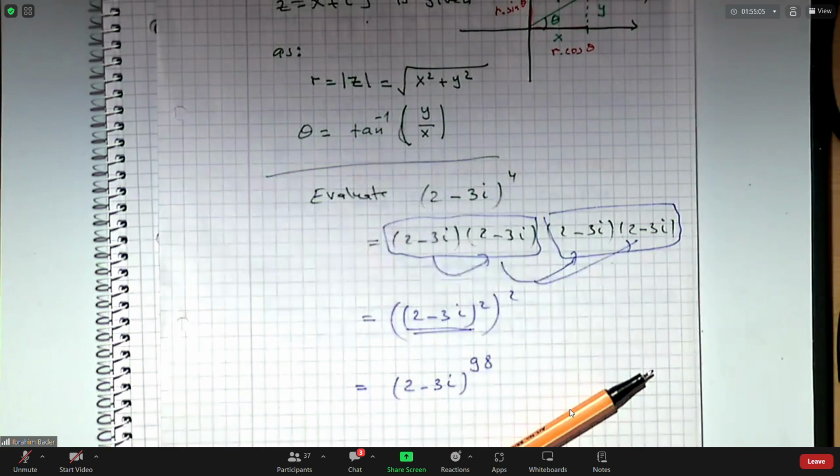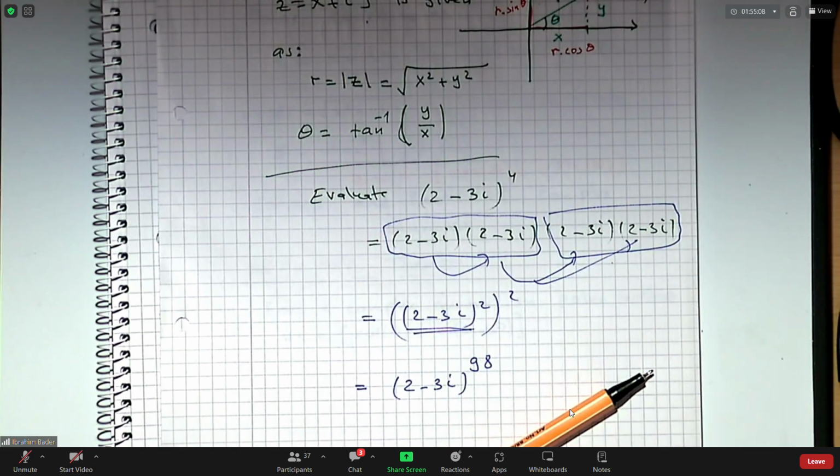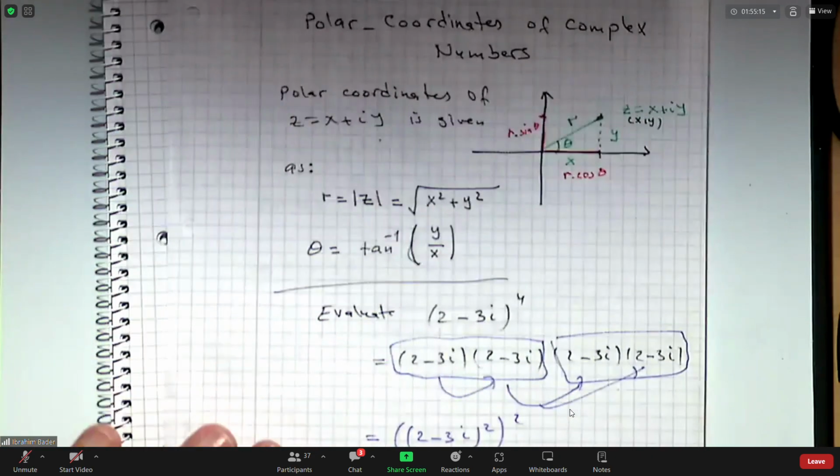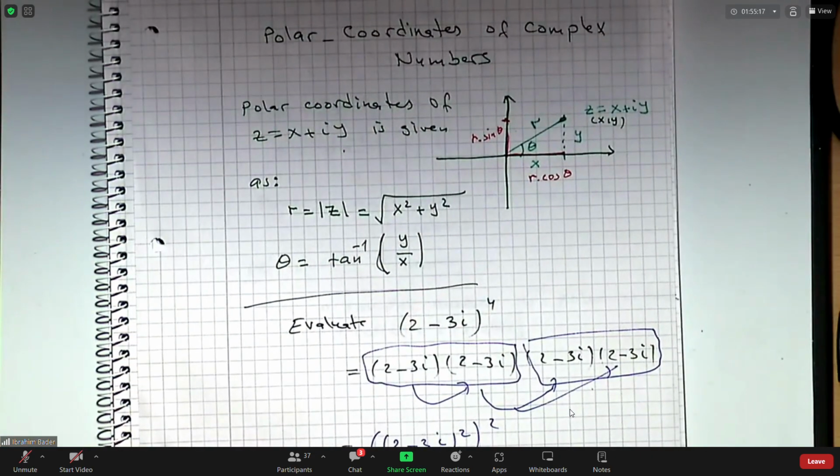So, are you still here? Really? No problem. No, this is very important. Actually, evaluating the corresponding polar coordinates of a complex number, and later, of course, very easily the exponent, is essential here because this will help us with the theorem that I'm going to introduce shortly.